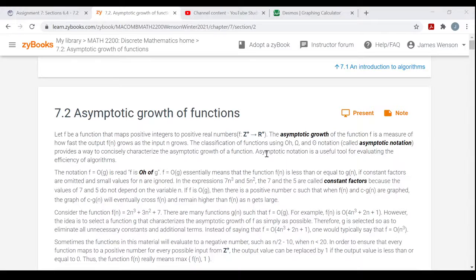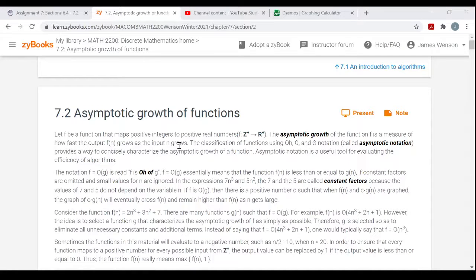Again, I'm going to read this to you. There's a lot to take in. This may be new to some of you. So suppose f is a function that maps positive integers to positive real numbers, so a function from Z plus to R plus. The asymptotic growth of the function f is a measure of how fast the output, f of n, grows as the input n grows.